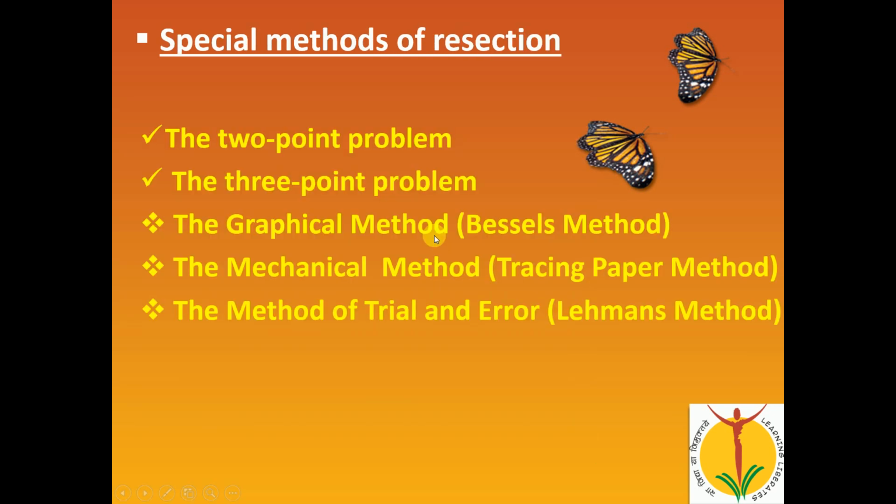So already we have discussed the resection method. What does it mean? We have to find the missing point on the ground. So there are special methods of resection. First method is the 2-point problem method. Second is the 3-point problem method. One by one we are going to see what these 2-point problem and 3-point problem methods are.